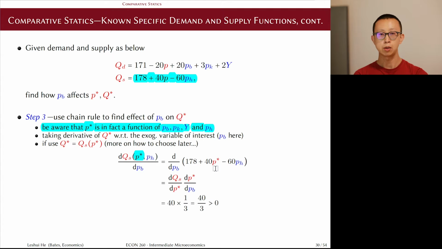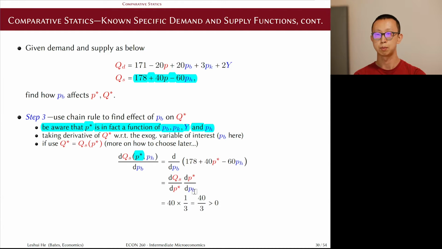So through the chain rule, what we're saying is the price of beef will change the equilibrium price. And when the equilibrium price changes, the quantity of supply will change. More specifically, by chain rule, quantity of supply is a function of equilibrium price, and equilibrium price is in turn a function of the price of beef. So when we take the derivative of quantity supplied with respect to the price of beef, we need to use the chain rule. And the result is a product of two pieces.